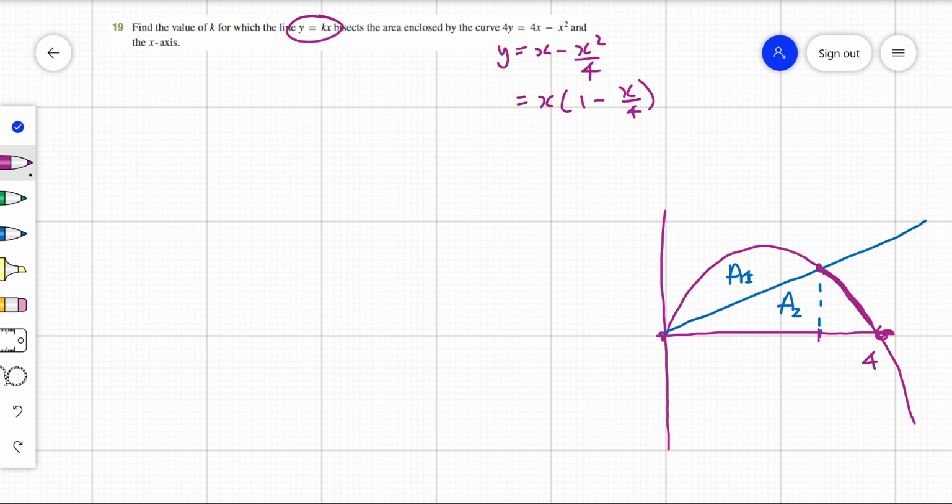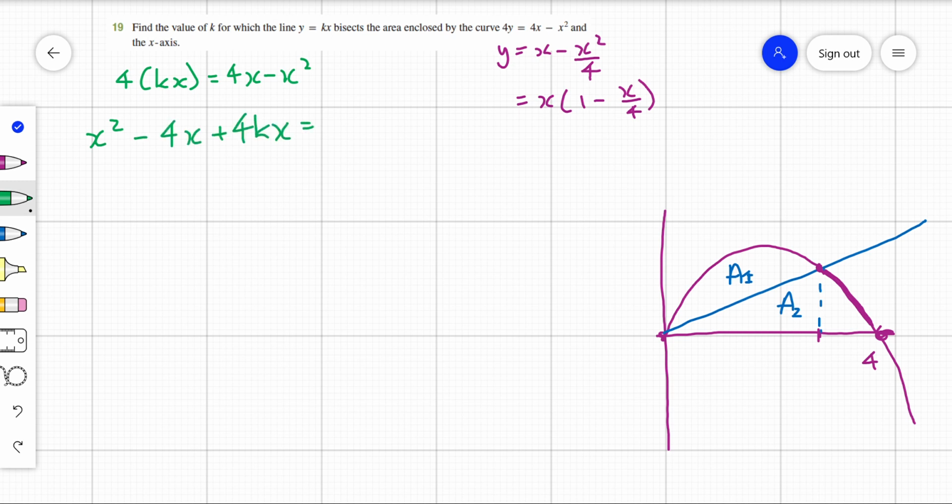How do we find that? Well, let's find their point of intersection. So for their point of intersection, y equals kx. So I might sub that into here, y equals kx, and then I've got 4x minus x squared. If I put everything on this side, I've got x squared minus 4x plus 4kx has to equal 0. Now that's x squared minus, they've both got 4x in them, haven't they? So this is 1 minus k, if I've got that correct.